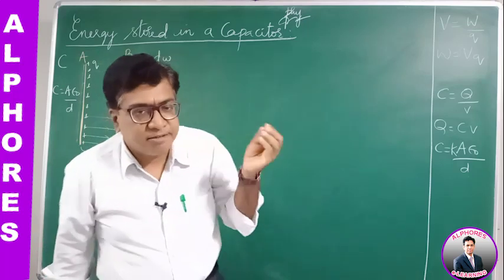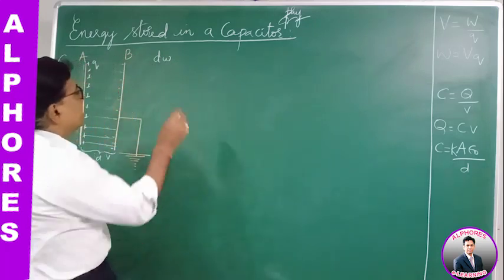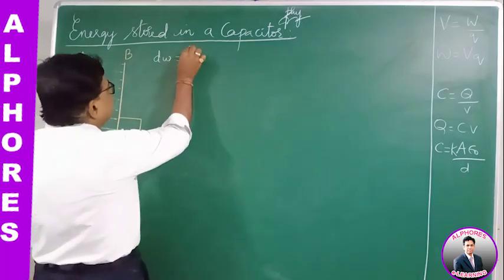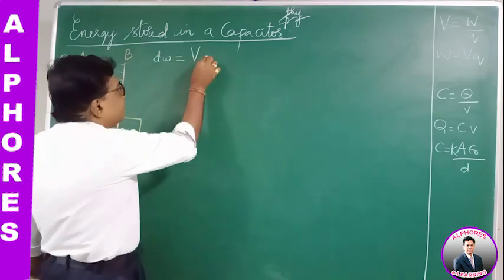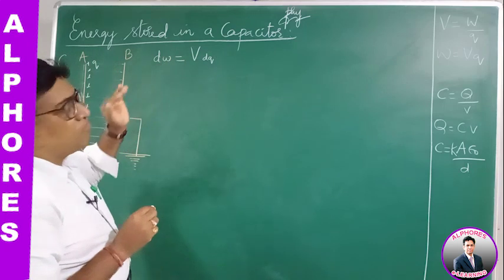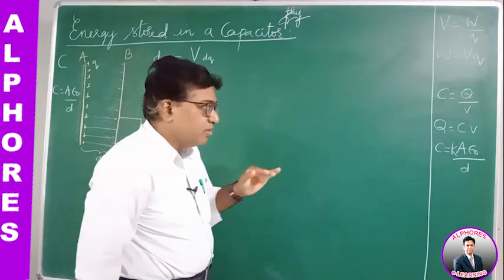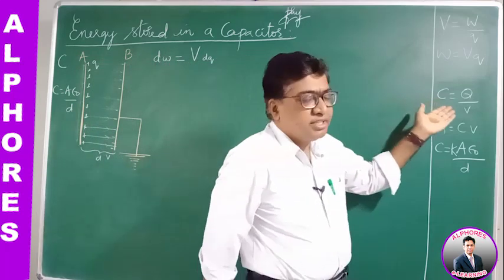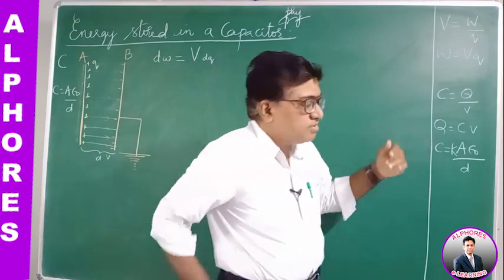So the work done in moving a charge and putting it at a potential V, when I am adding a small charge dQ, the small work done dW is V dQ, right? This is equation 1. But according to the definition of capacitance, C is equal to Q by V, or Q is equal to CV.